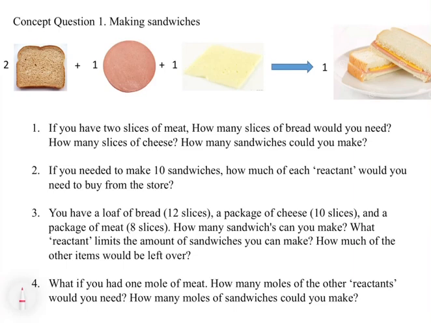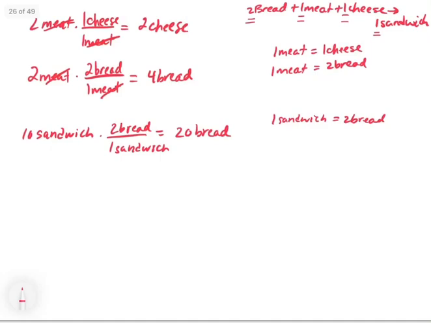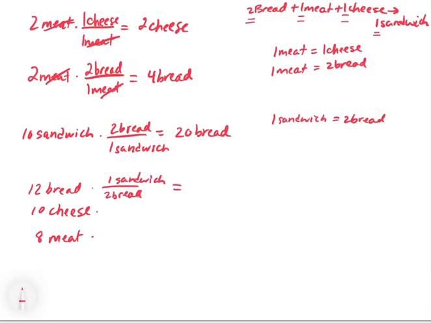So we have 12 slices of bread, 10 slices of cheese, and 8 slices of meat. So what we can do is check how many sandwiches I can make from each one of those various components. So if we have 12 bread, 10 cheese, and 8 meat, we can test this out and see how many sandwiches we can make from each one of these. So for the bread, I know that I need 2 bread for every 1 sandwich. So the most I can get here is 12 divided by 2.